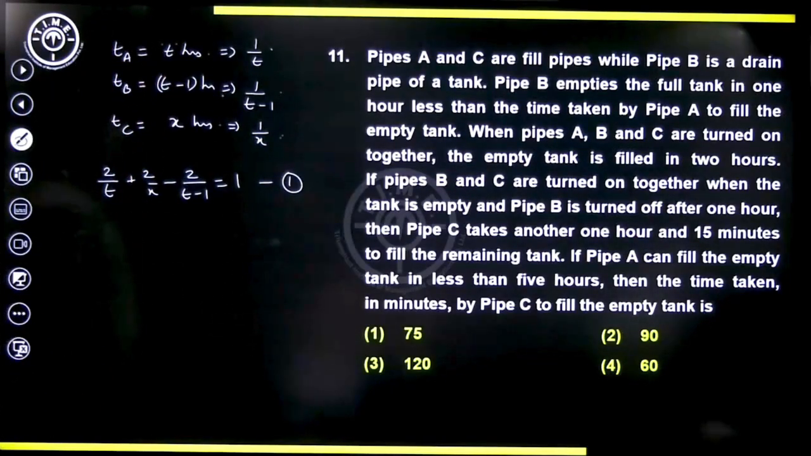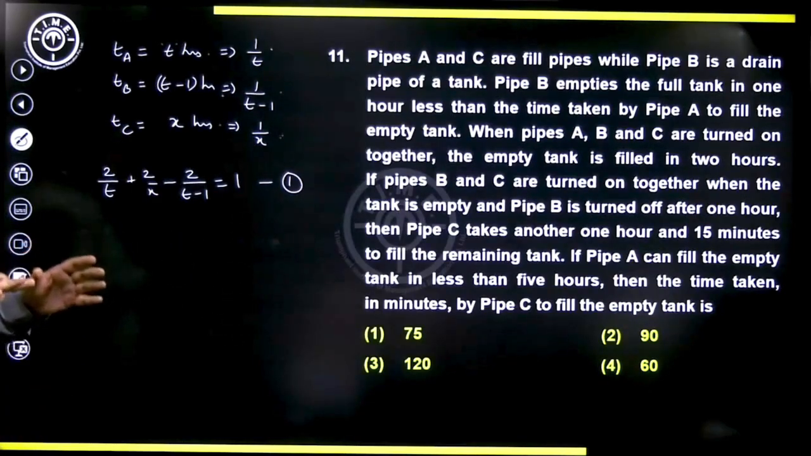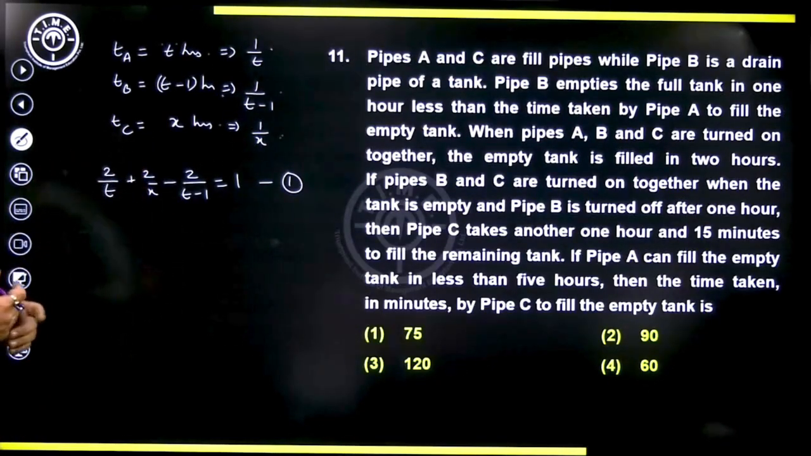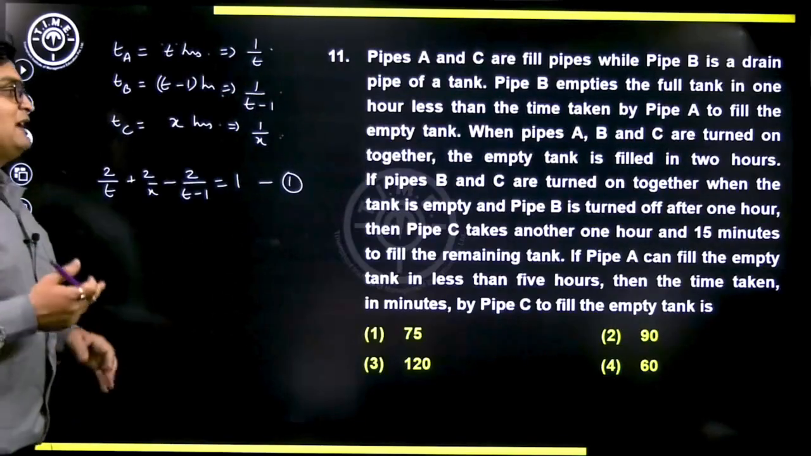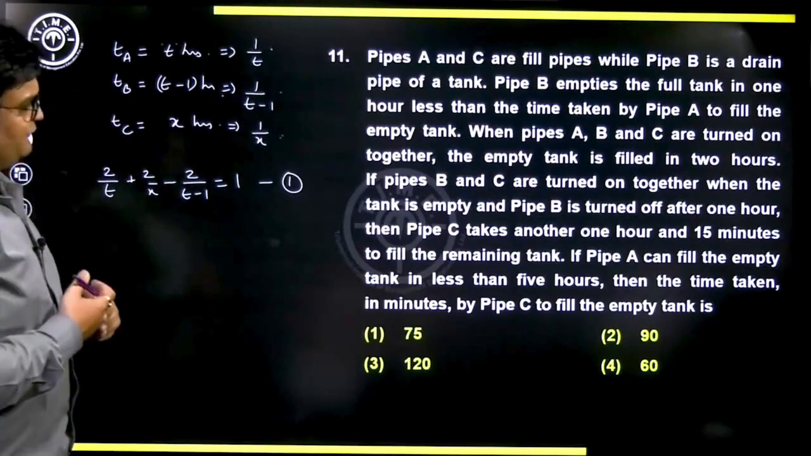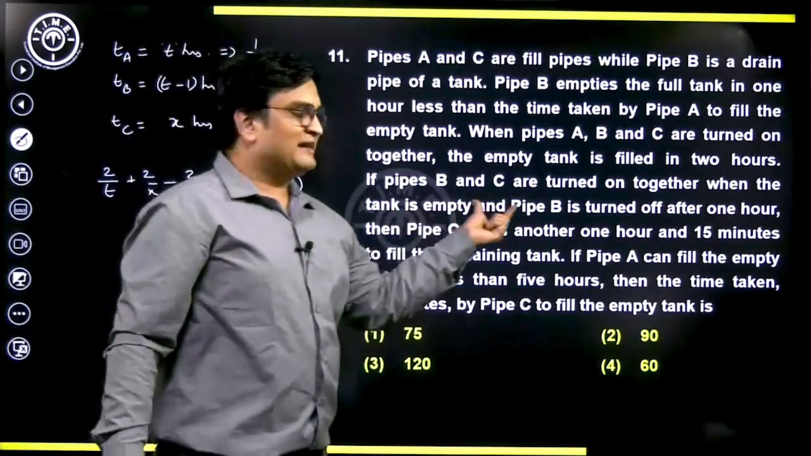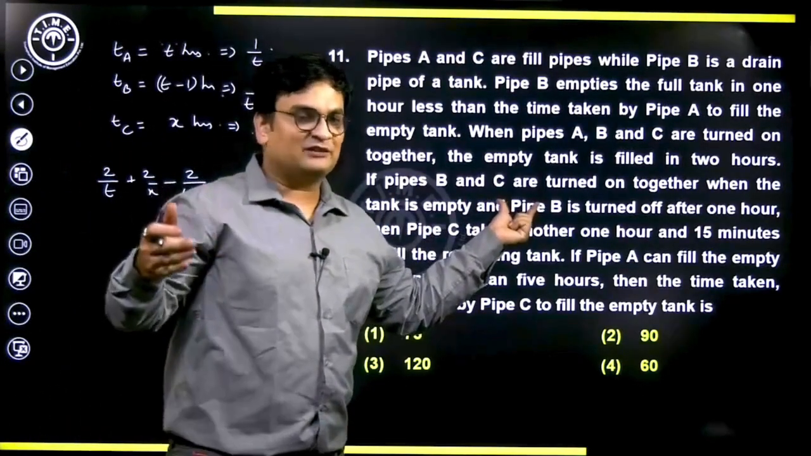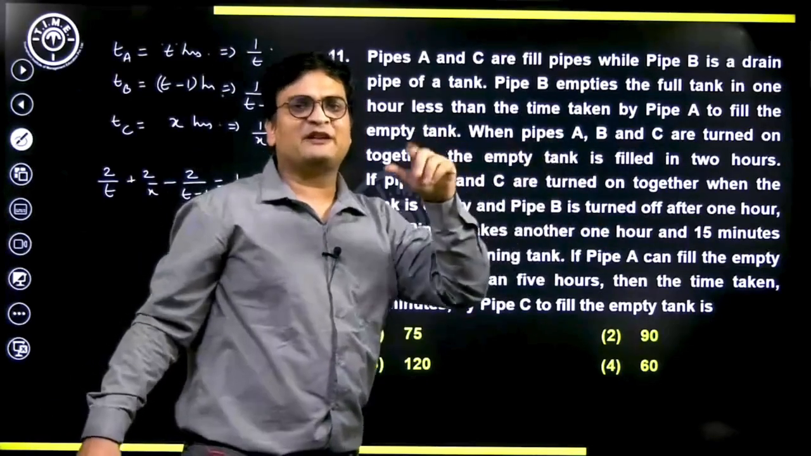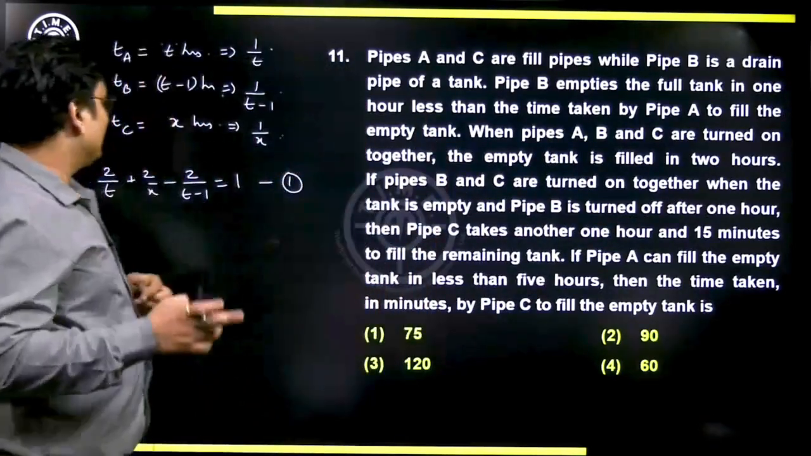If pipes B and C are turned on together, when the tank is empty, pipe B is turned off after 1 hour. So that means after 1 hour, there is no emptying pipe. Then pipe C takes another 1 hour 15 minutes to fill the remaining tank. So overall the time taken for the tank to be full is 1 hour initially when pipe B is closed, and 1 hour 15 minutes, that is 5 by 4 hours more. So overall 9 by 4 hours.